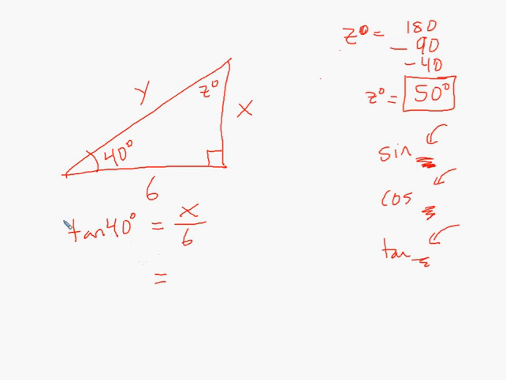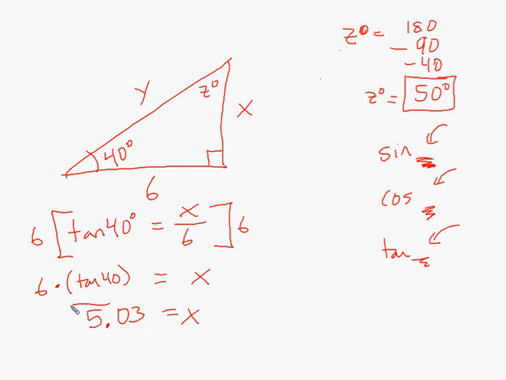So I'm solving for x, so I multiply both sides by 6. So I get x equals 6 times the tangent of 40. x is alone, so now I go to my calculator and type that in. And what do we get? To the nearest tenth, 5.03. Okay, that's the nearest hundredth. Good enough.